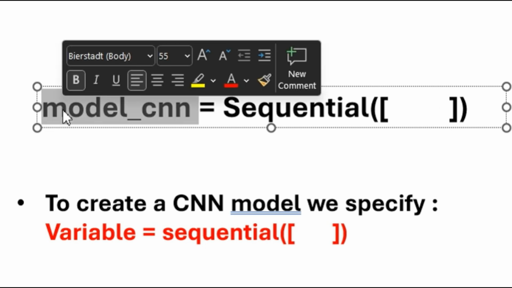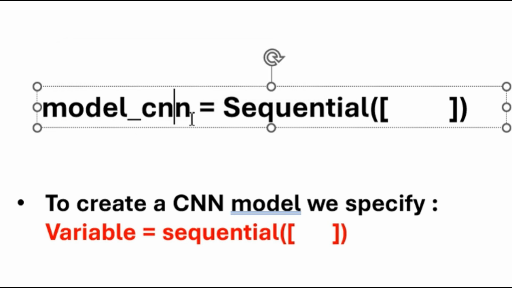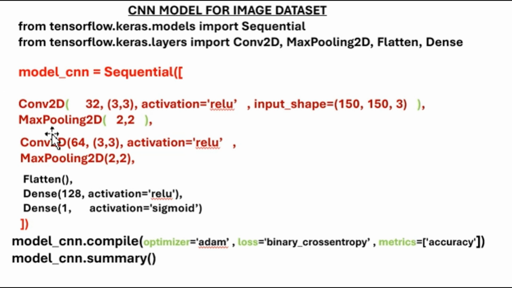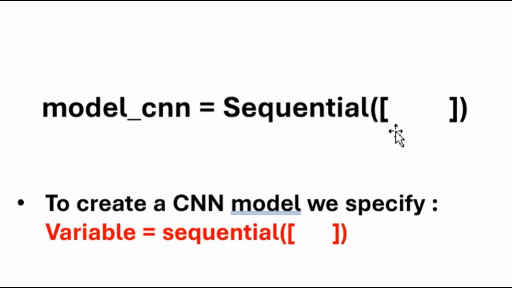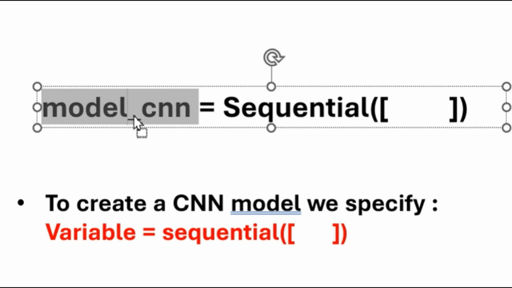This model underscore CNN is a variable, like a container. It takes whatever has been defined on the right side of the code. Once we've specified this sequential instance and defined our layers inside the brackets, the layers are conv2d, max pooling, conv2d, max pooling, flatten, dense. Everything on the right side is stored inside this variable. You can call it anything. It can be named Joshua, you can call it model C, or any other thing.